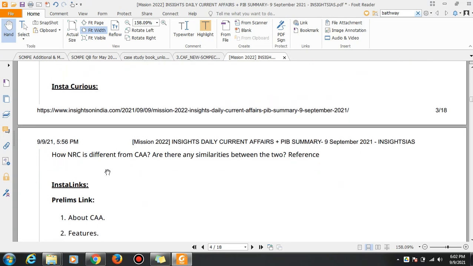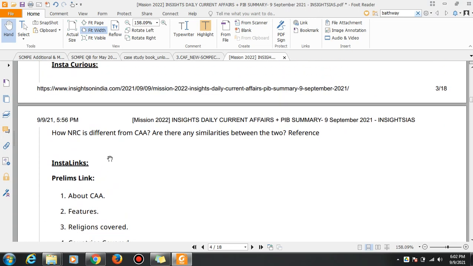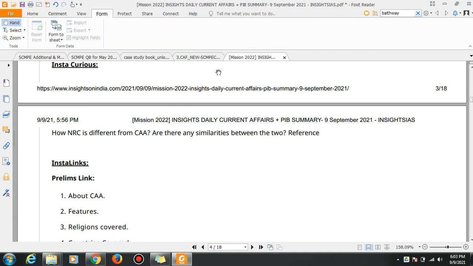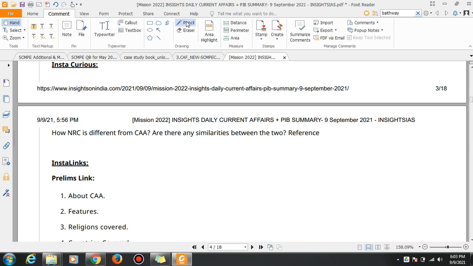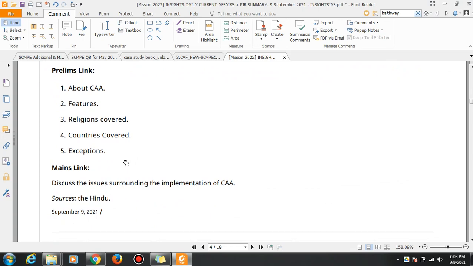So what is Insta-Curious? How is NRC different from the CAA? Are there any similarities between the two? So you have to compare the NRC and the CAA. So this is something like a comparison of NRC versus CAA. What is the prelims link in this? About CAA: features, regions covered, countries covered, exceptions.